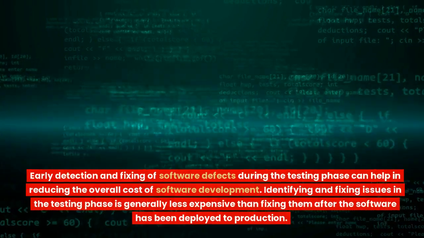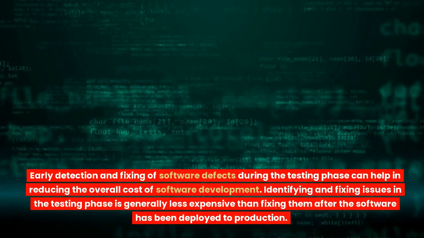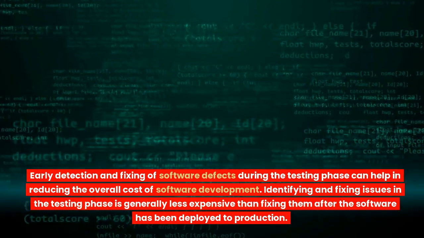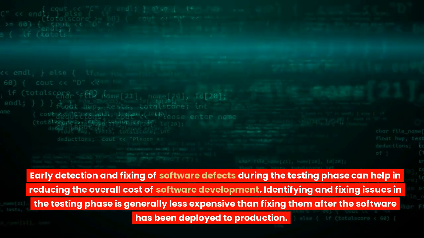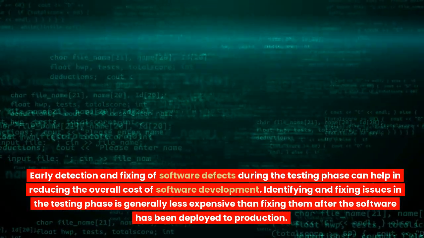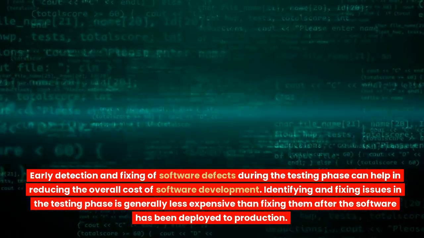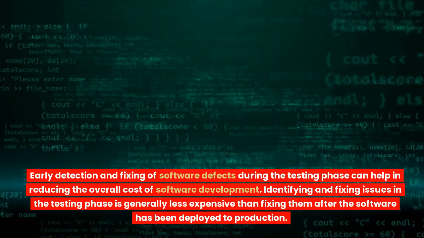3. Cost-effective. Early detection and fixing of software defects during the testing phase can help in reducing the overall cost of software development. Identifying and fixing issues in the testing phase is generally less expensive than fixing them after the software has been deployed to production.